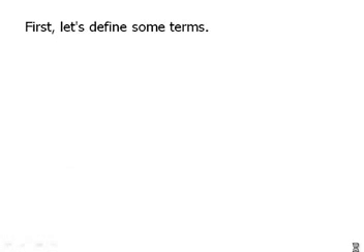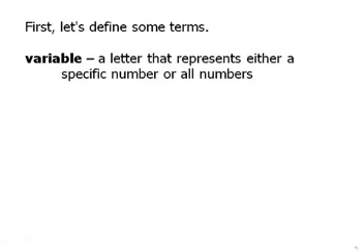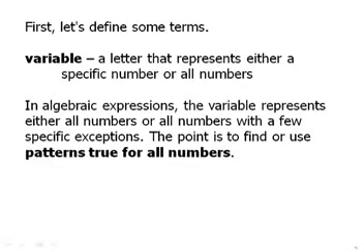Let's define some terms. A variable is a letter that represents either a specific number or all numbers. And this is a subtle distinction here. In algebraic expressions, the variable represents all numbers, or all numbers with very few exceptions, and the point in algebraic expressions is to find or use patterns true for all numbers.